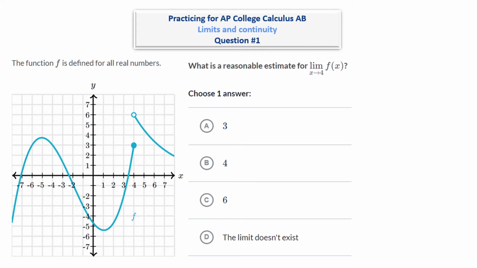Question 1 says, what is a reasonable estimate for the limit of f(x) when x approaches 4? We look at our graph, and when we get closer to 4 from the left, the y gets closer to 3. And when we approach 4 from the right, the y value gets closer to 6. As 3 and 6 are different values, we conclude that in this case the limit does not exist.